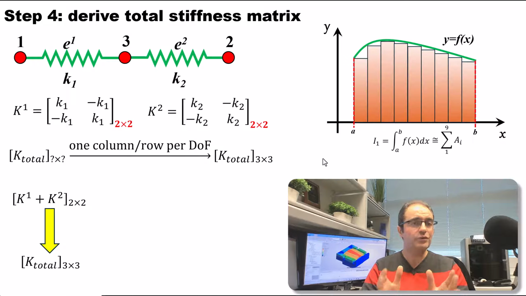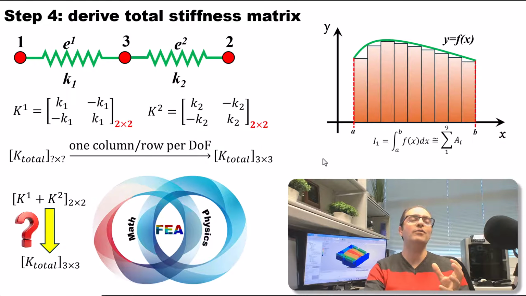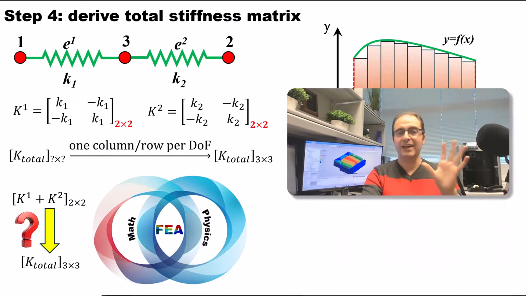Because you have two 2x2 matrices, K1 and K2, the resultant K total should be 3x3. How can we add 2x2 matrices and get a 3x3 matrix? How can we do that? To do this, I'm going to go again into the intersection of physics and math. As I told you before, FEA happens at the intersection of physics and math.